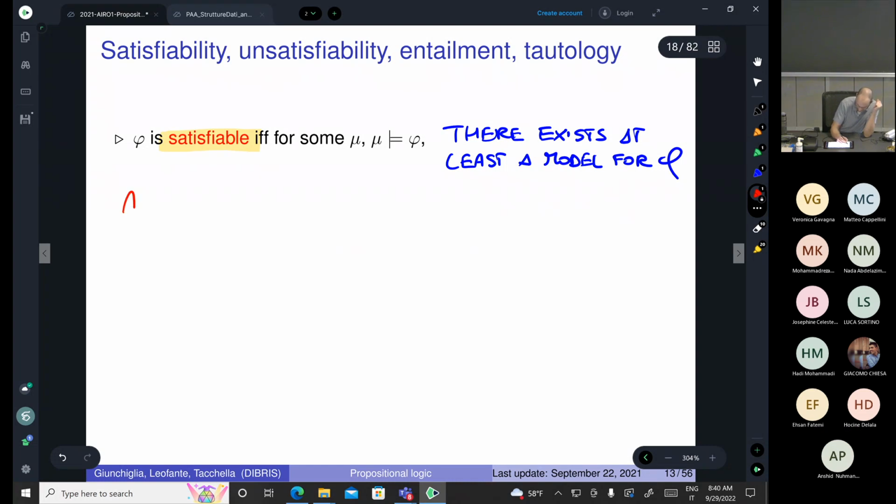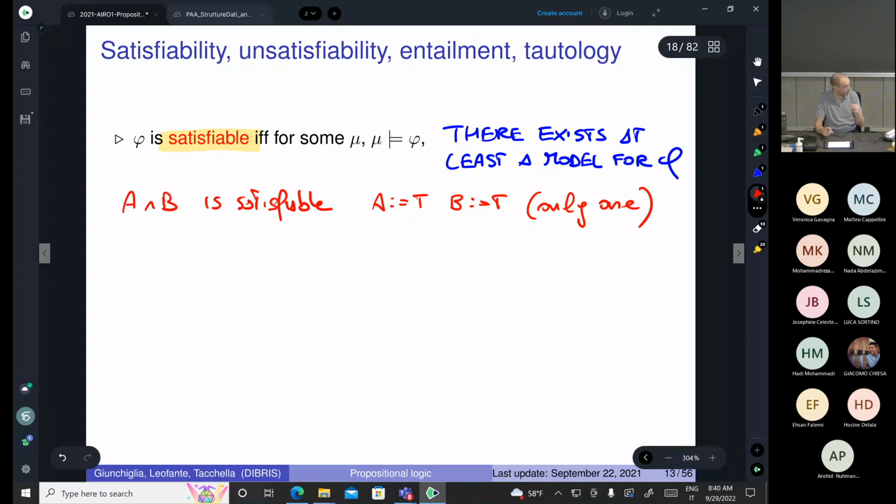Let's use red. So A and B is satisfiable by assigning B to true, and this is the only one. There's only one satisfying assignment for this. A or B is satisfiable. This is just to make some simple examples.